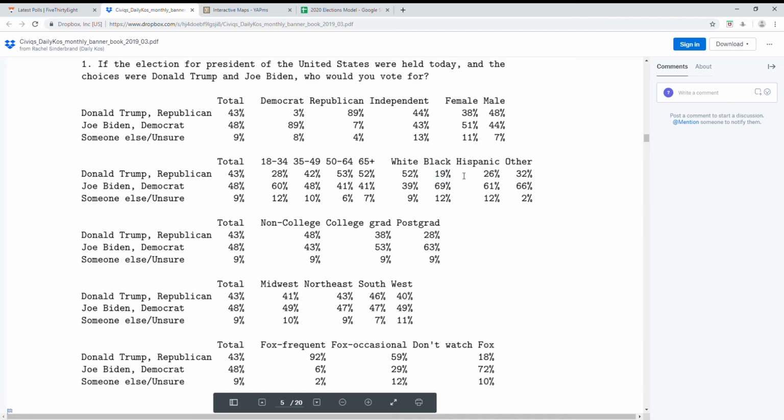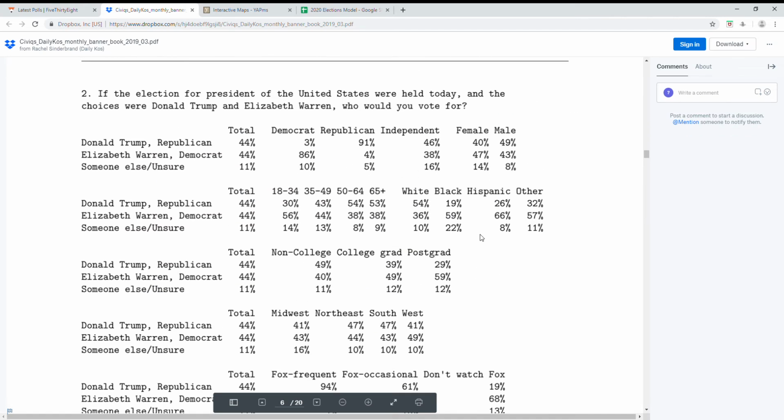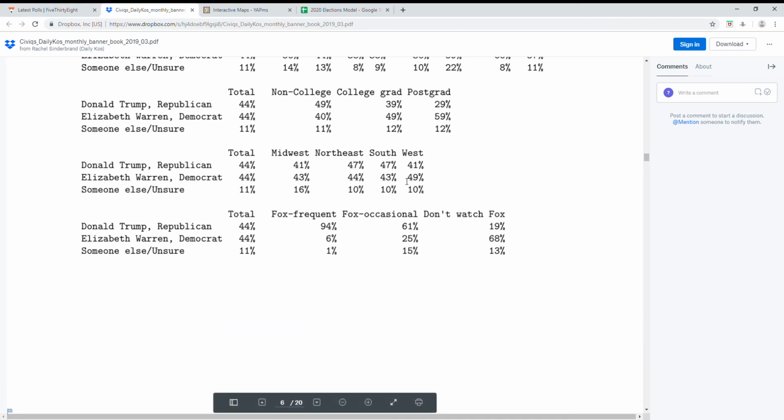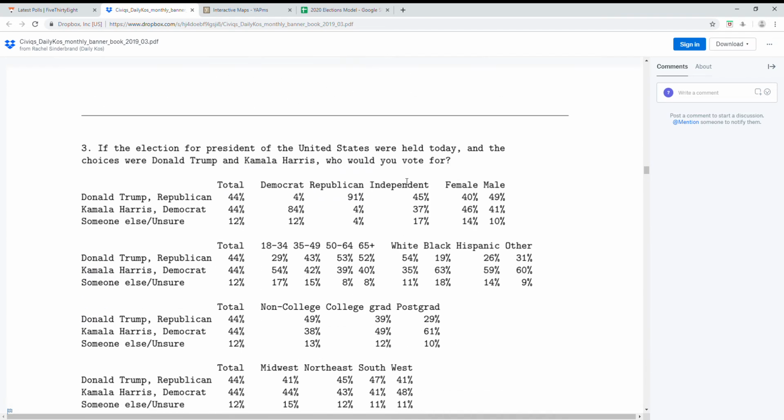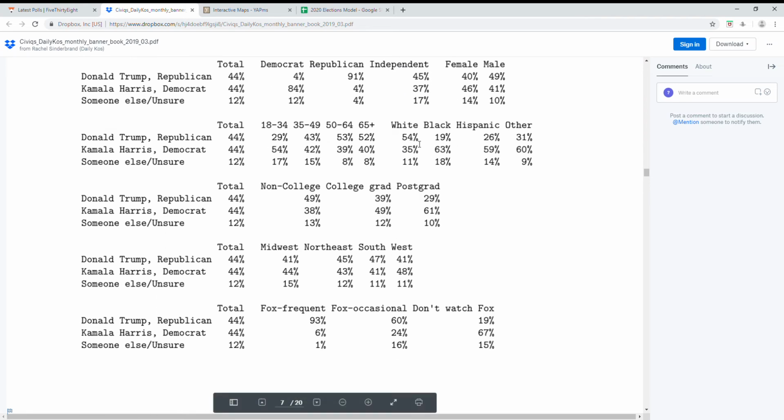But this was the one that surprised me. Going through, scroll down, against Warren, similar percentage point, except instead of 69%, it's 59%, which is a real shock. Whites favor Trump even more in that scenario. Much less of a gender gap. Interestingly enough, against Kamala Harris, same, much less of a gender gap as well.